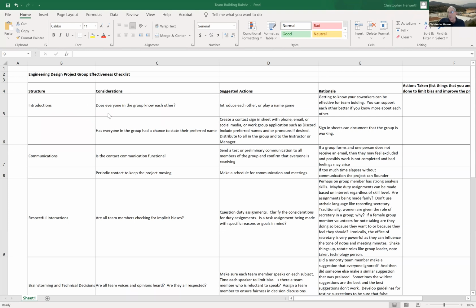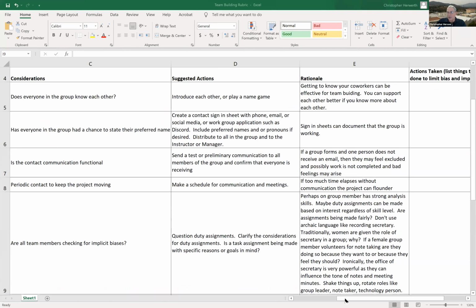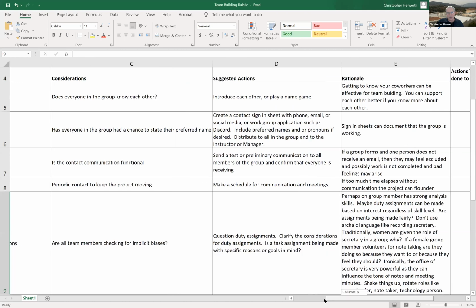Does everyone in the group know each other? And what's a suggested action so that people can get to know each other? Play a name game or go around and introduce each other. So the idea is that if you know each other, then that'll help for your team building. If you get to know each other, you're less likely to exclude that person in your project. So that one's pretty simple, but then there are some other things.